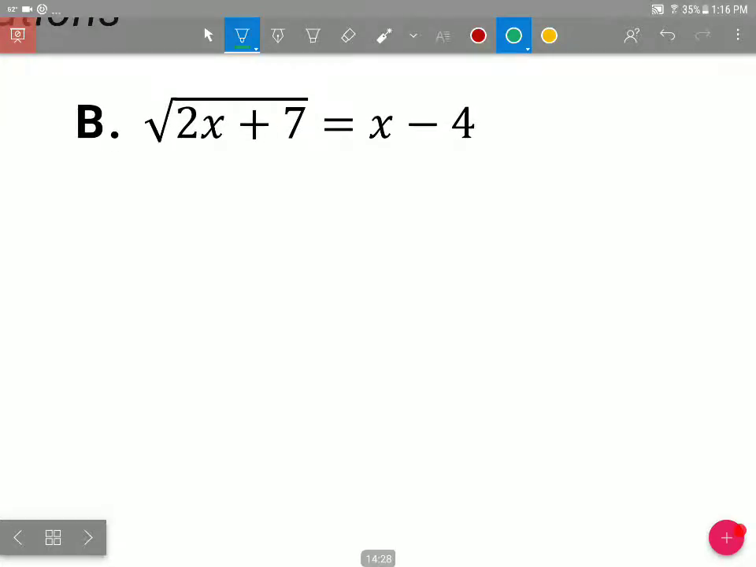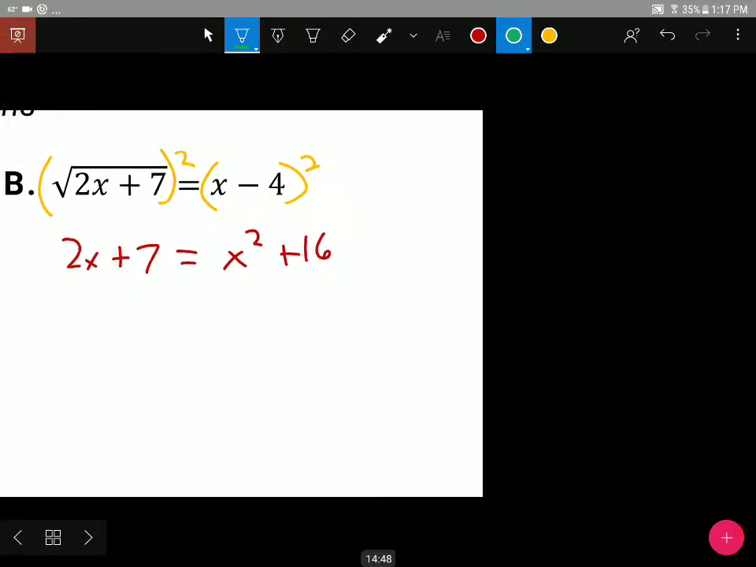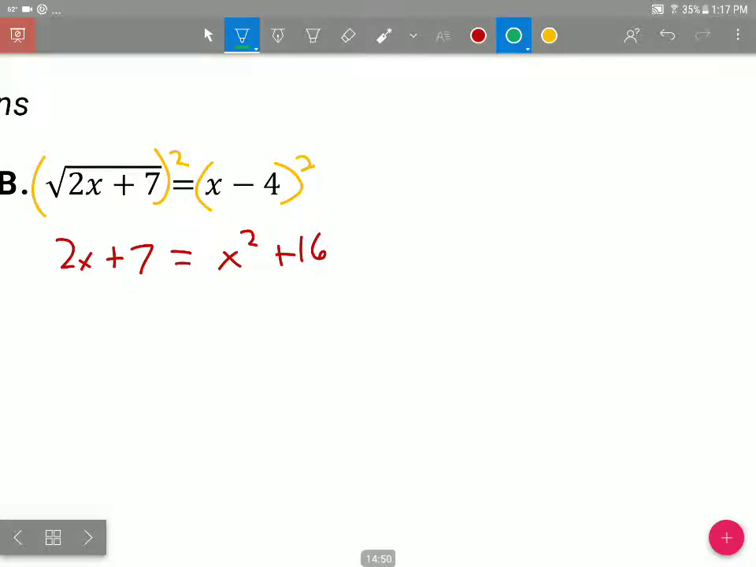All right, so here we go. The radical is alone, so what can we do? Square it. So I've got 2x plus 7 on the left and x squared plus 16 on the right, right? No. Good, it's got a minus 8x in the middle. So it's x minus 4, x minus 4.